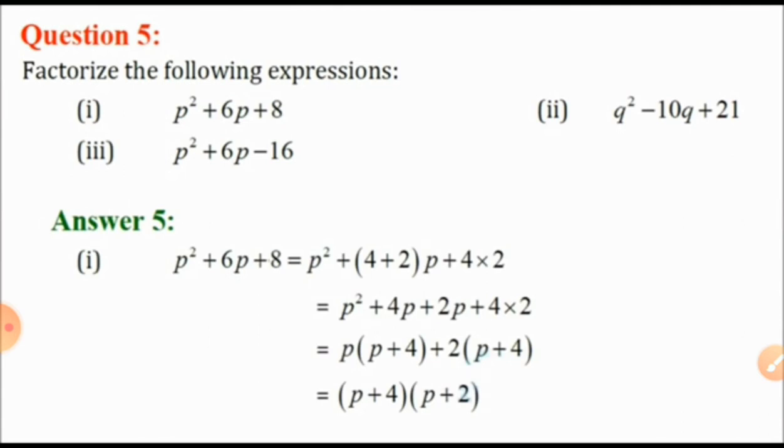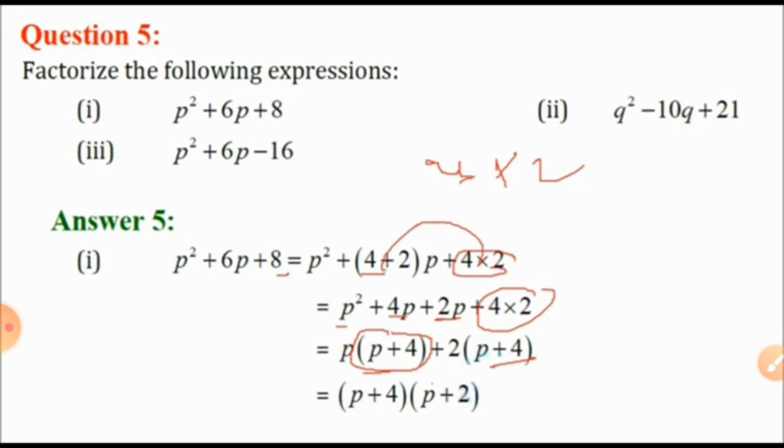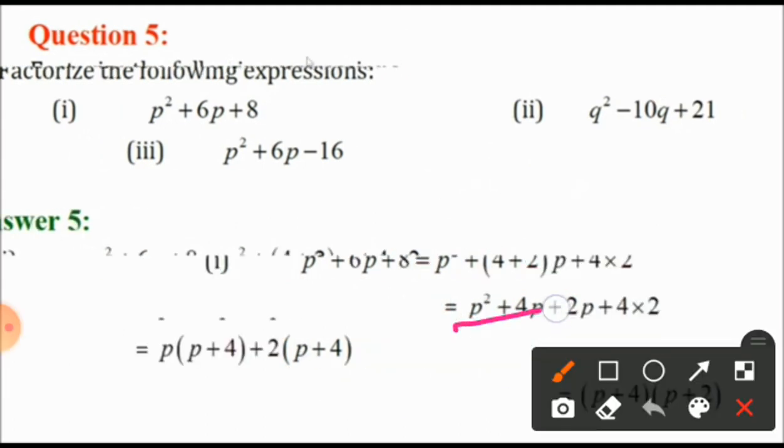Factorize the following terms: p square plus 6p plus 8. In place of 6, can I write 4 plus 2? And in place of 8, can I write factors 4 into 2? Why not? So 4p plus 2p. Out of the first term, p will be common, and p plus 4 will be left. Plus, from the second, what will be left, beta? 2 will be common in both.